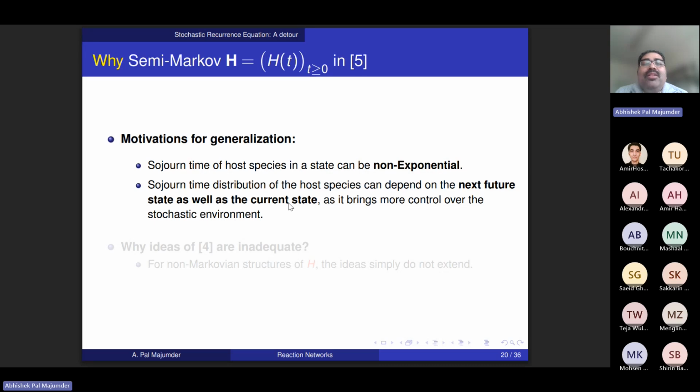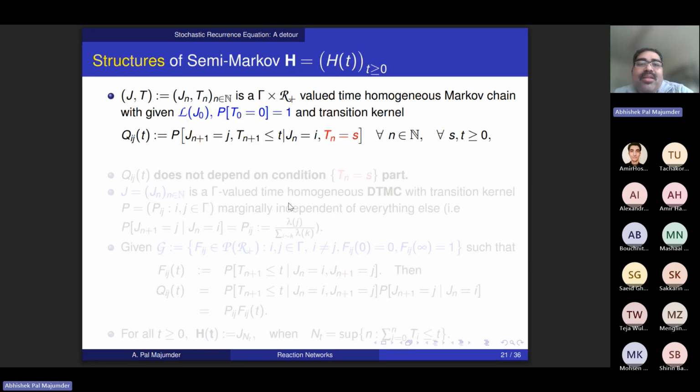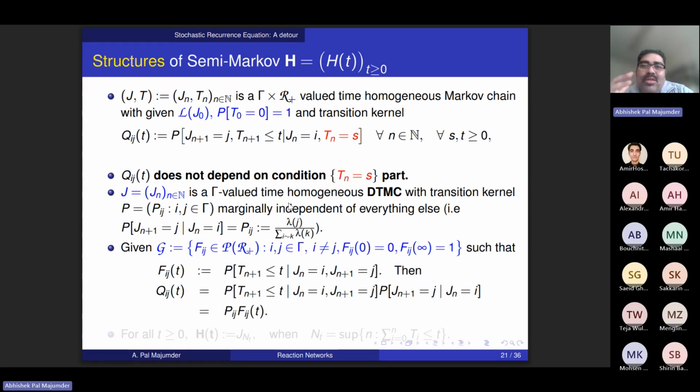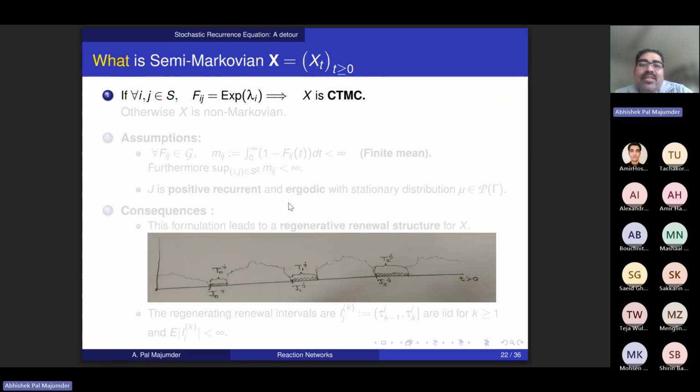So how to accommodate this? Instead of Markovian host species dynamics, how can one accommodate semi-Markovian host species dynamics? And in that case, what would be the limiting distribution of the host species and the parasite species? I'm not going into the details of this semi-Markovian structure. You can see it on Wikipedia, and it's a little messy how the host species dynamics looks under a semi-Markovian structure, but I can show you the end result.